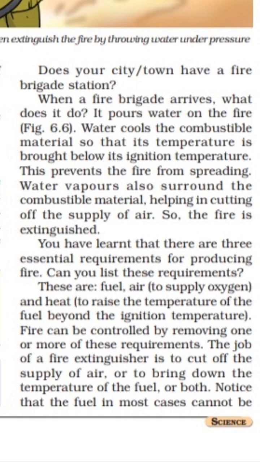The job of a fire extinguisher is to cut off the supply of air or to bring down the temperature of the fuel. We already learned that in the upper para. The water cools the combustible material, so its temperature is brought below the ignition temperature. In this way they bring down the temperature of the fuel, and because of water vapors the supply of air will be cut there. In this way the job of a fire extinguisher is to cut off the supply of air or to bring down the temperature of the fuel, or both.